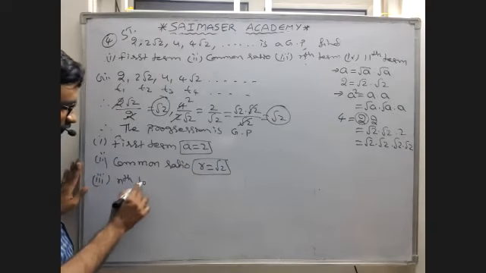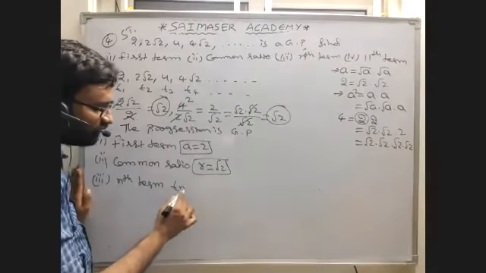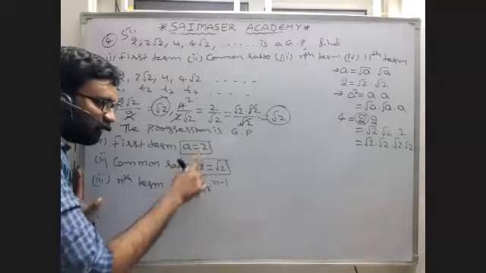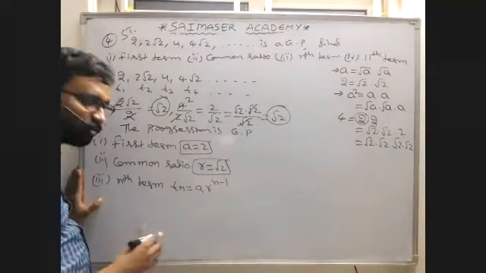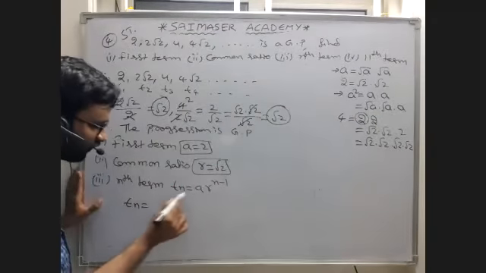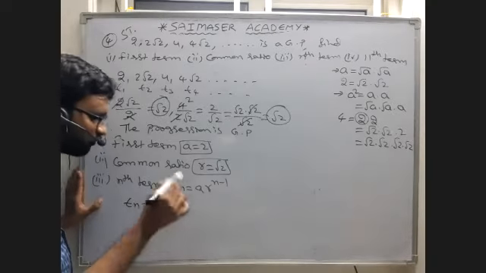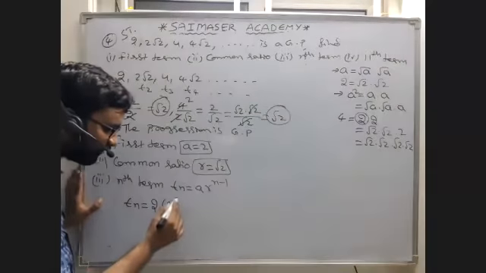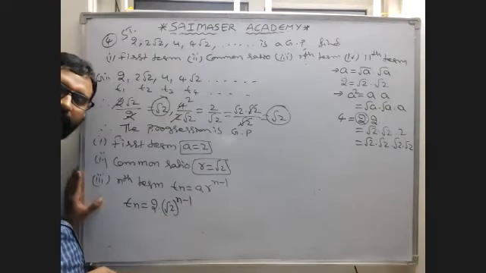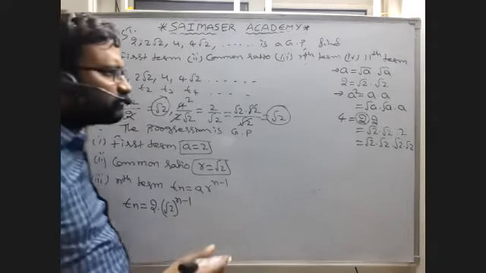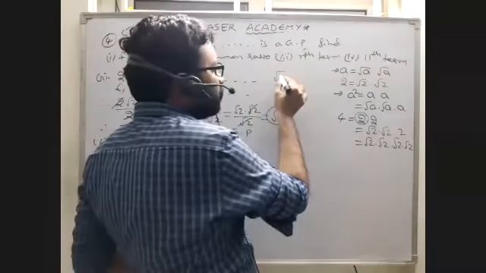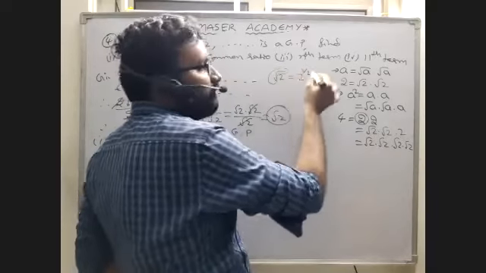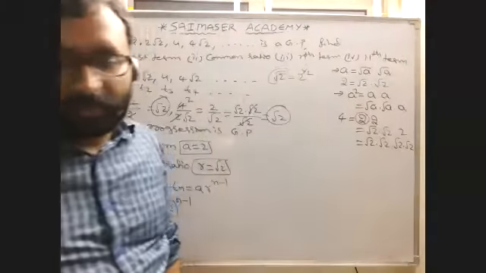Nth term. What is the formula? Tn is equal to a r power n minus 1. But what is a? 2. What is r? Root 2. Right here. Tn is equal to a is 2 into r is root 2. But r power what? N minus 1. Whole power n minus 1. So, you know already square root 2 means what? 2 power 1 by 2. This value is power 1 by 2. Okay, square root means power 1 by 2.